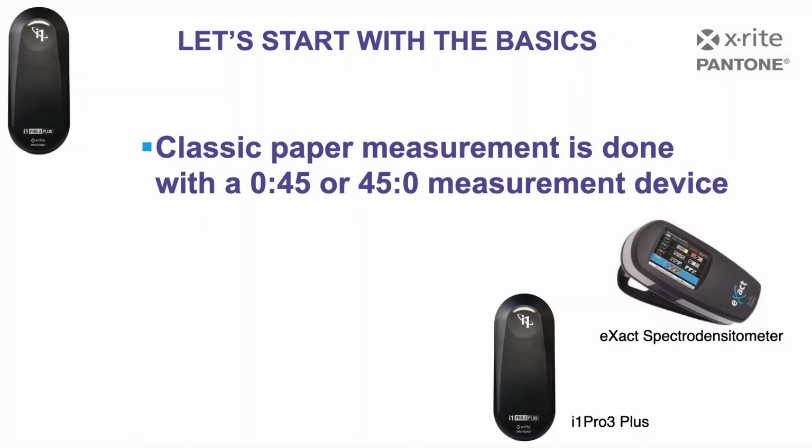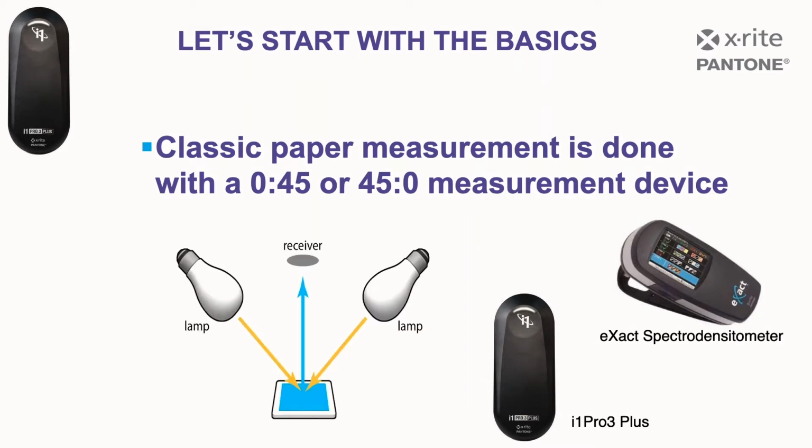So let's do a little bit of history and some basics here. Classic paper measurement done in the graphic arts is done with a 45/0 or 0/45 measurement device, right? So a couple of examples over there on the right, but the concept here is pretty simple. You have a receiver up at the top, or where those lamps are, so 45/0 or 0/45, and then lamps that essentially flood with illumination, either from multiple angles of lamps or with some sort of ring illumination. And this is pretty common to the way we look at things on a day-to-day basis, where we've got our eyes in one spot and then illumination in another place.